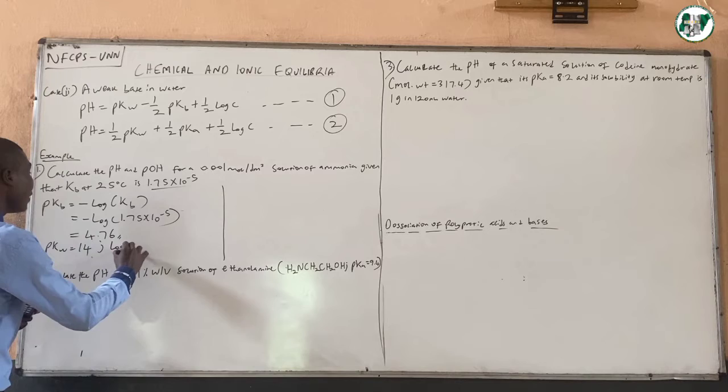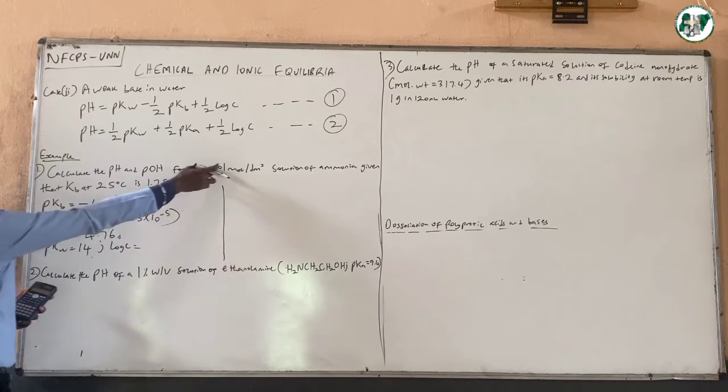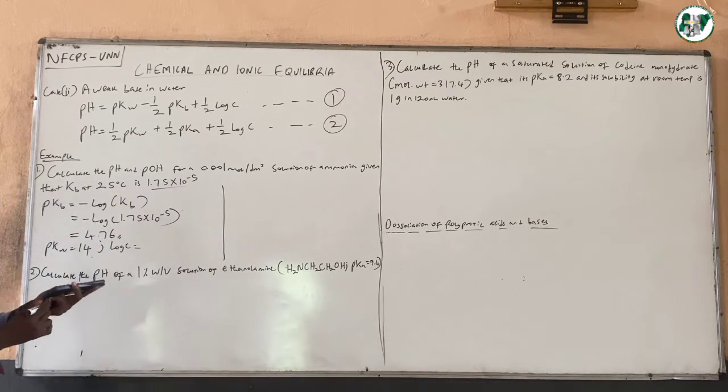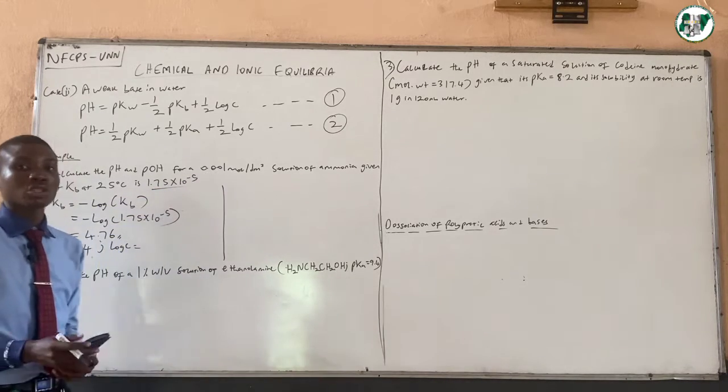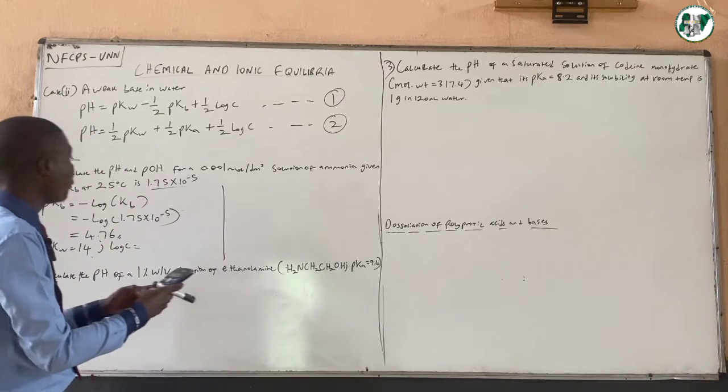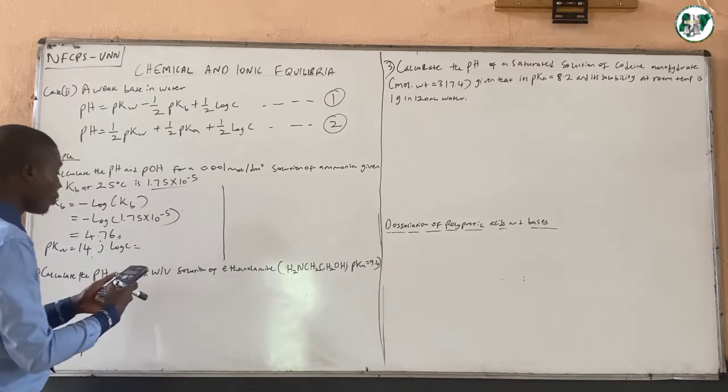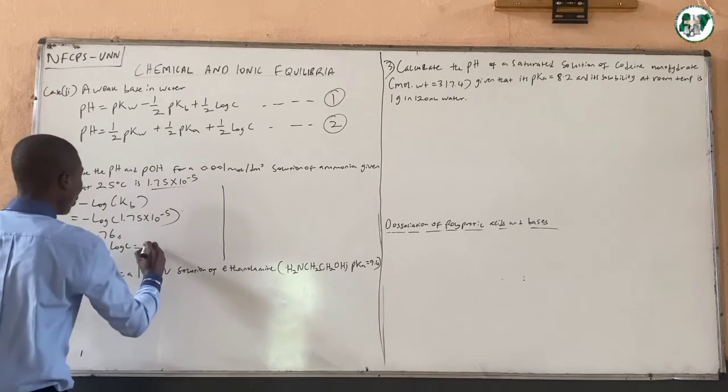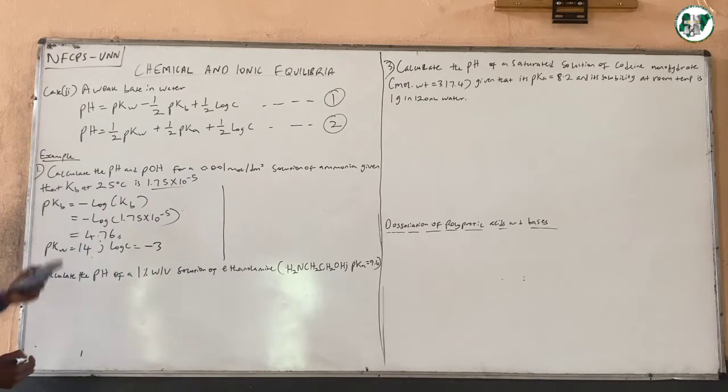Our log C is equal to the logarithm of 0.01 mole per dm³. We are aware that this is already in mole per dm³, so no conversion is going to be necessary. So we have log 0.001 mole per dm³. That's going to give our log C as minus 3. So let us feed that into our equation.